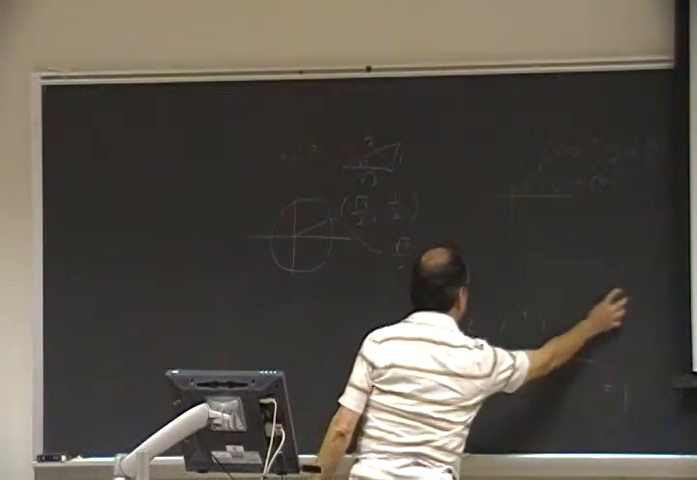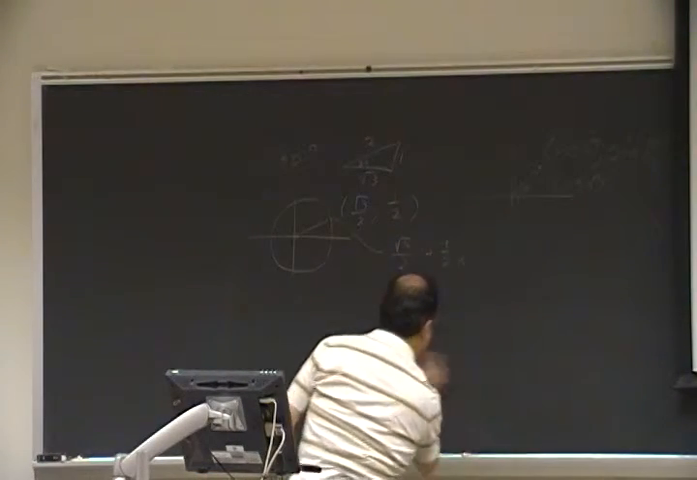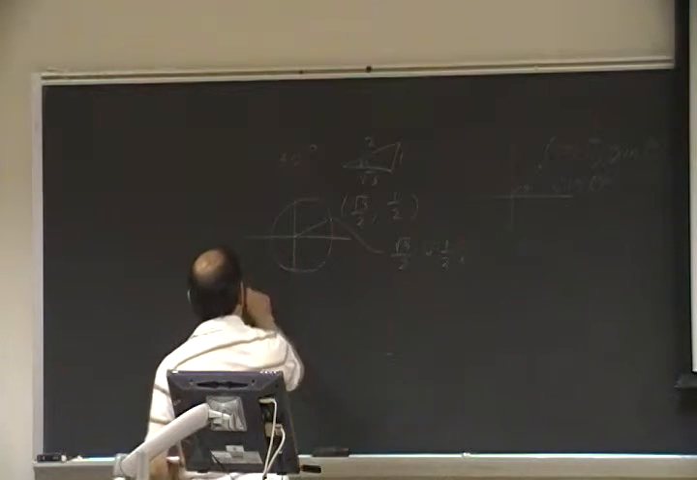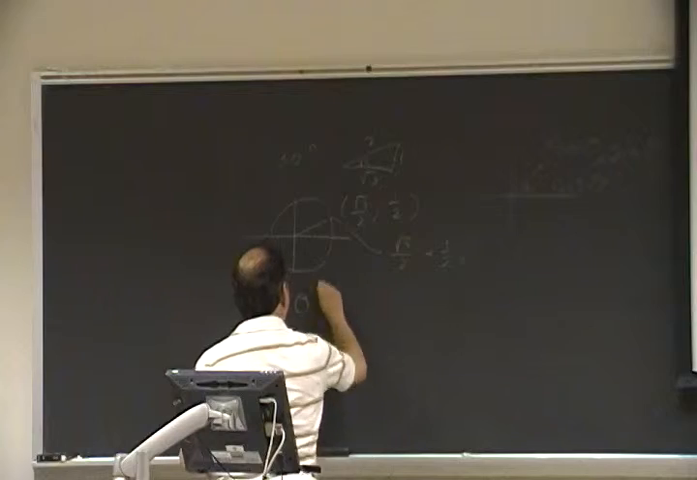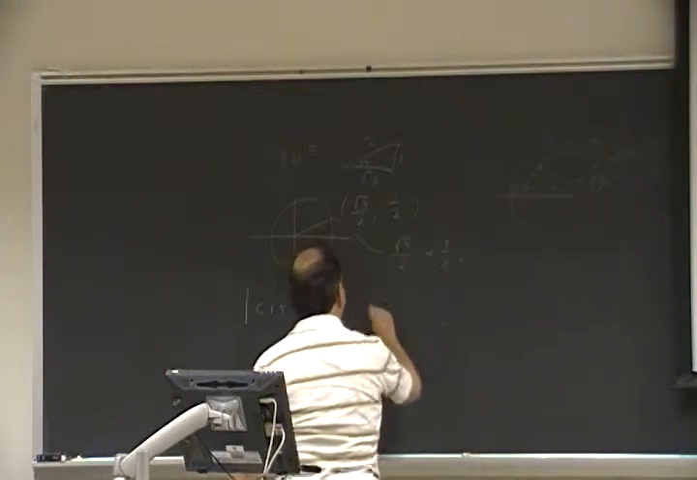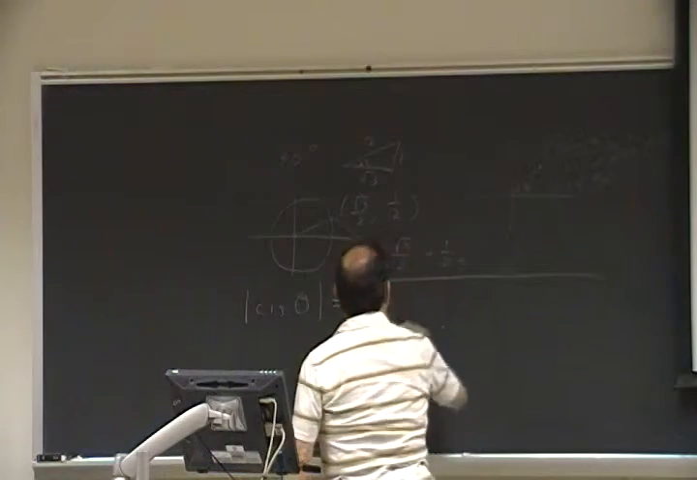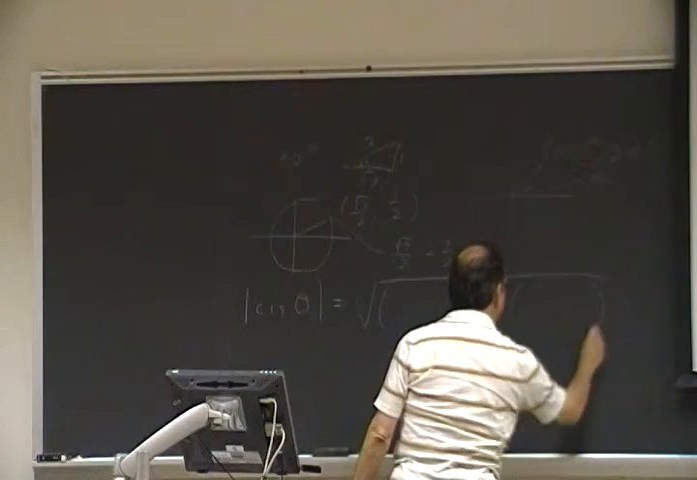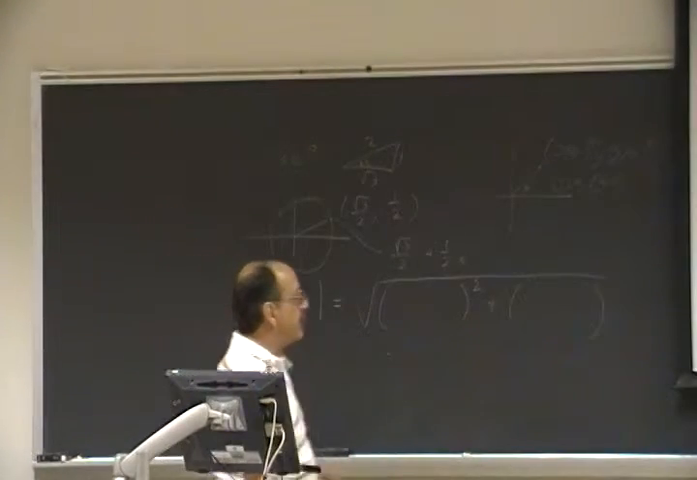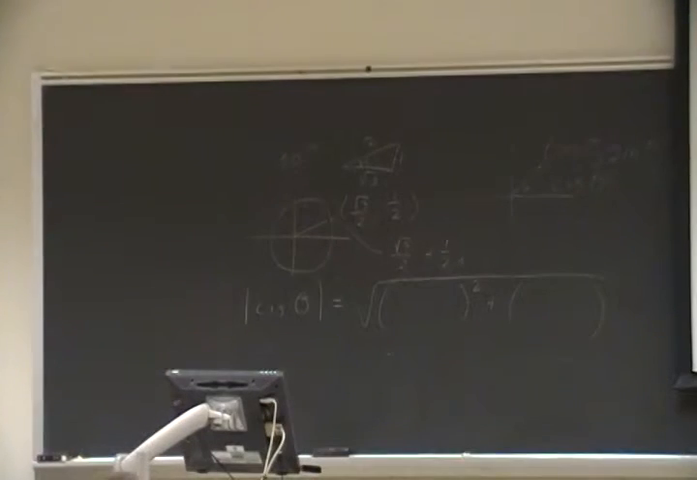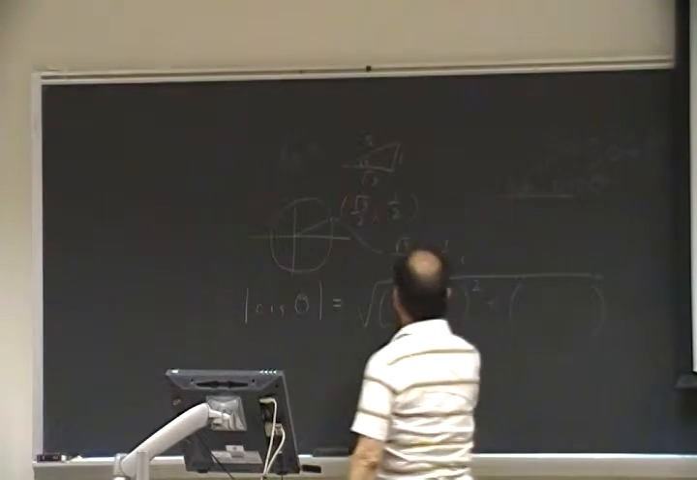So what is its magnitude? The magnitude of cis theta is the square root of the sum of the squares of its real part and imaginary part. What is the real part of cis theta? Cosine theta. And what's the imaginary part? Sine theta. So that's what we have to take the square root of the sum of the squares of.